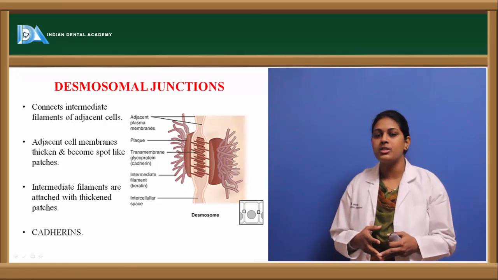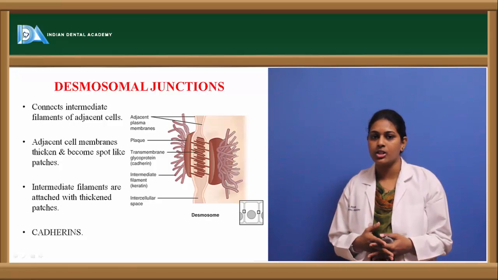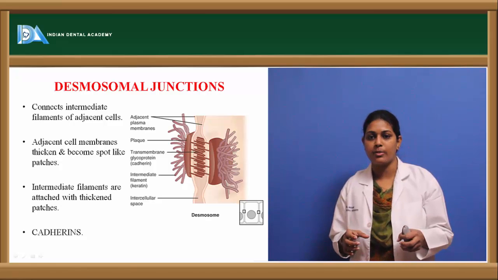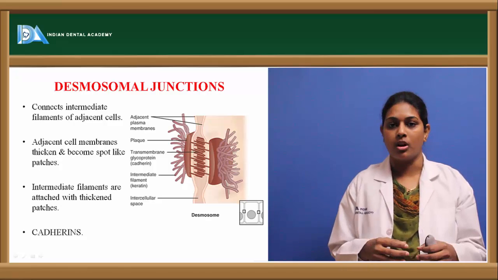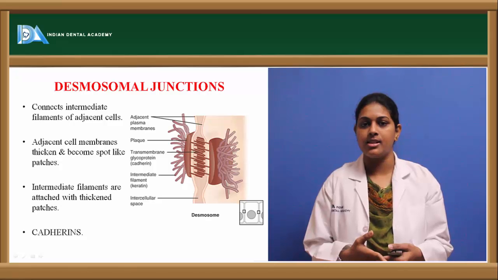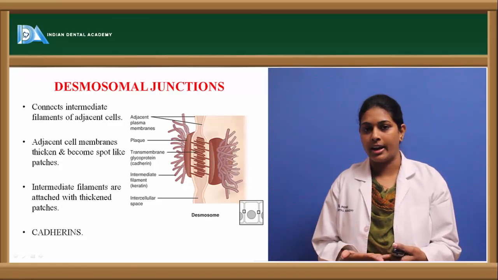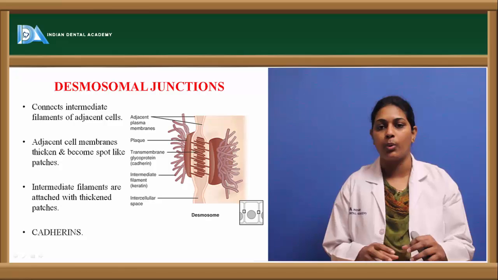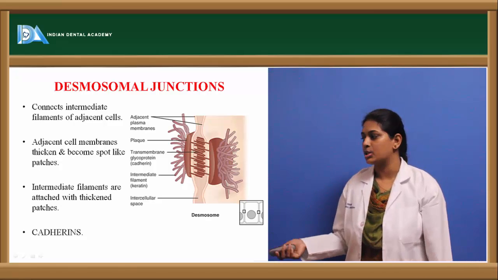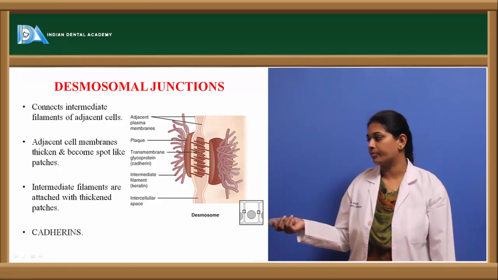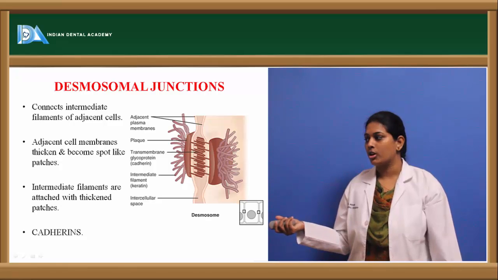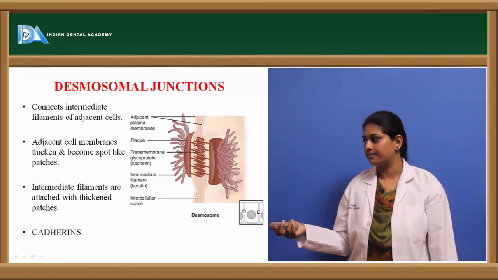This cadherin forms a junction between the adjacent structures, where these transmembrane glycoproteins of the adjacent structures fuse. That is, they intermingle with the adjacent cells, and they provide such an area that the stress is equally distributed between both the cells. So the intermediate filaments are attached with thickened patches. That is the keratins, the intermediate filaments, which attach with the other adjacent cells.